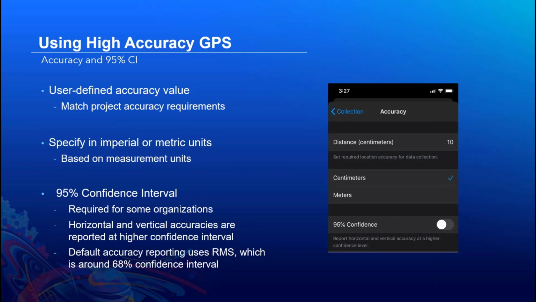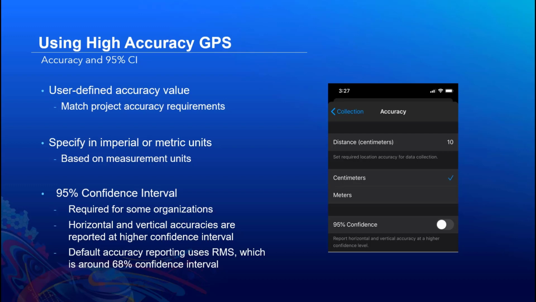And we also discussed location accuracy and the 95% confidence interval. We discussed setting up a required accuracy value based on the project and organization requirements. We also discussed how you can change the accuracy units. In our case, we changed from meters to centimeters, but if you set your profile to use imperial, you can use feet and inches as well.